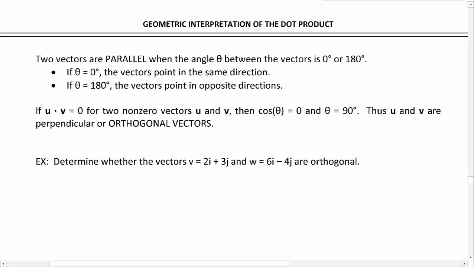If the dot product, u dot v, equals 0 for two non-zero vectors u and v, then that means that cosine of theta would have to be equal to 0. And we know that theta equal to cosine inverse of 0 would force theta to be 90 degrees. Thus, vectors u and v are perpendicular or orthogonal vectors. And that's our new vocab word, right? Orthogonal. It's just another way to say perpendicular, but we really only use that word in the context of vectors.